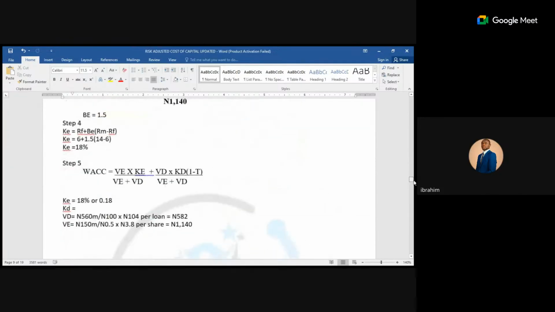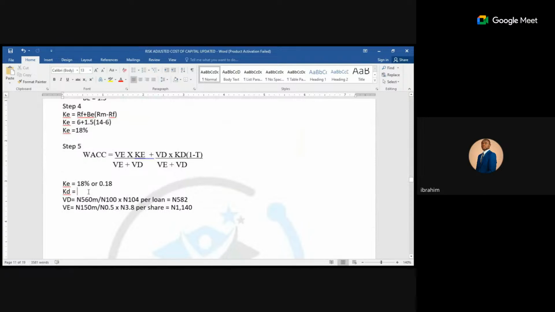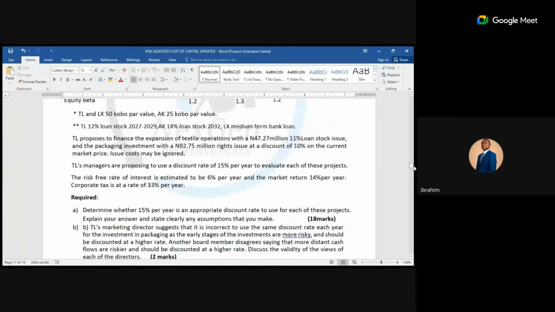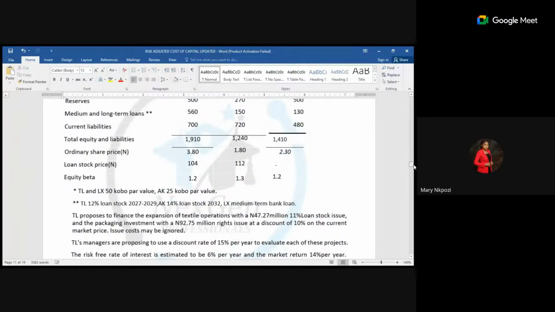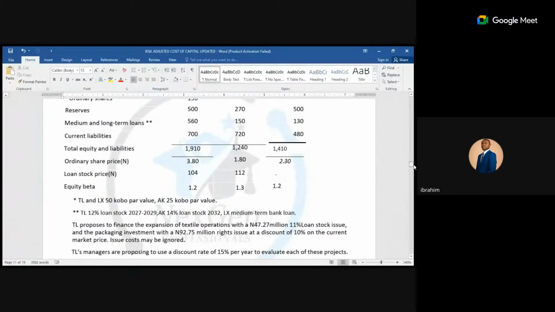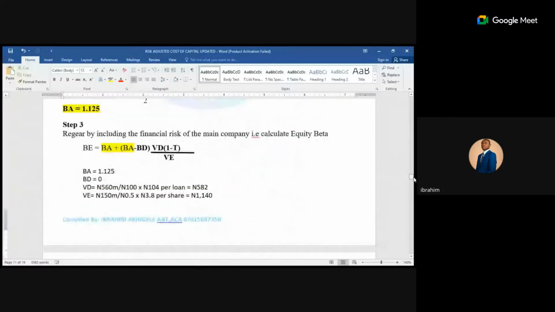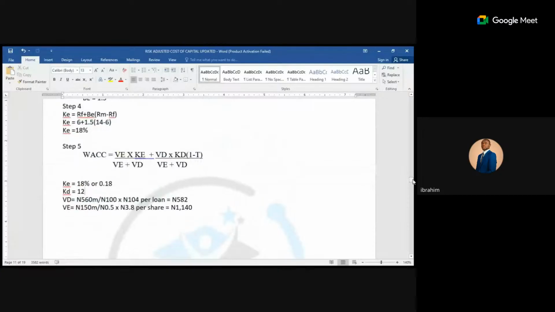12%, right? And when you look at the 12%, is it post-tax or after tax? The question didn't mention it, so it is not after tax. So we have to consider our tax relief, right? So when we have this 12%, times 1 minus tax rate. What is the tax rate? 0.33.